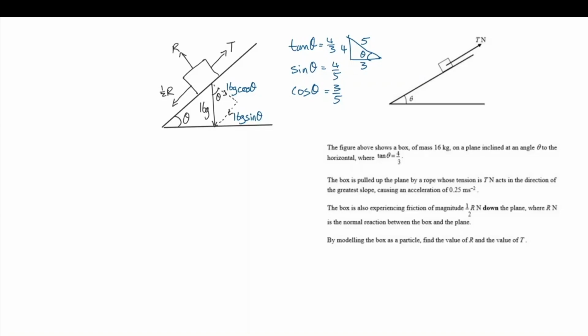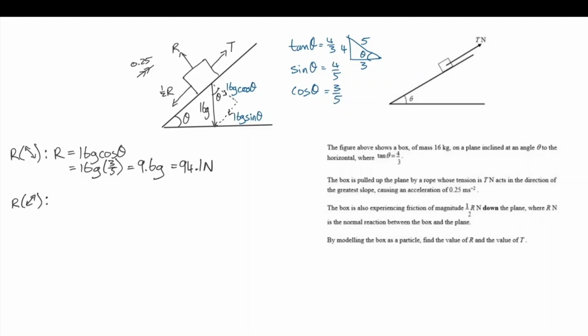So let's start by resolving perpendicular to the slope. The direction of movement first is going to be up the slope. So as we're resolving, we know which values are positive and which are negative. So resolving perpendicular, where there's only two forces to consider, R is going to equal 16G cosine theta. Cosine theta is 3/5. 16G times 3/5. That gets us 9.6G. This is good enough for an answer, but if you want it in terms of newtons, it will be 94.1 newtons. And you see I've rounded to 3 significant figures.